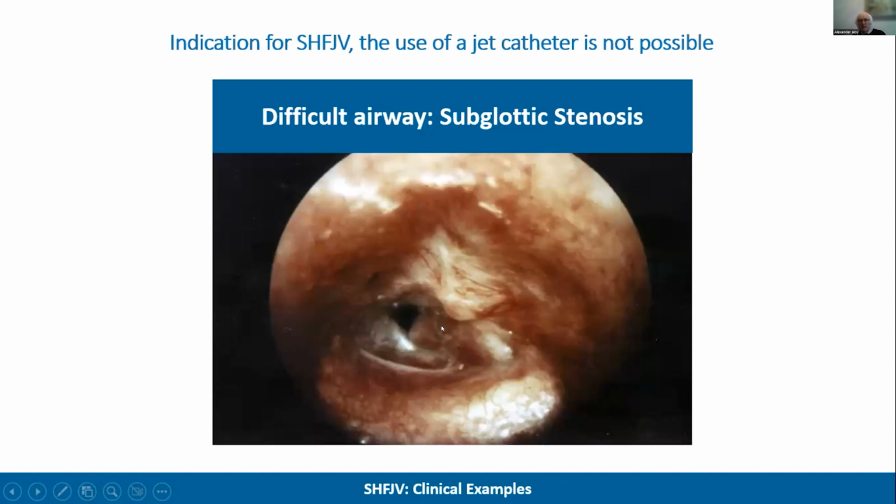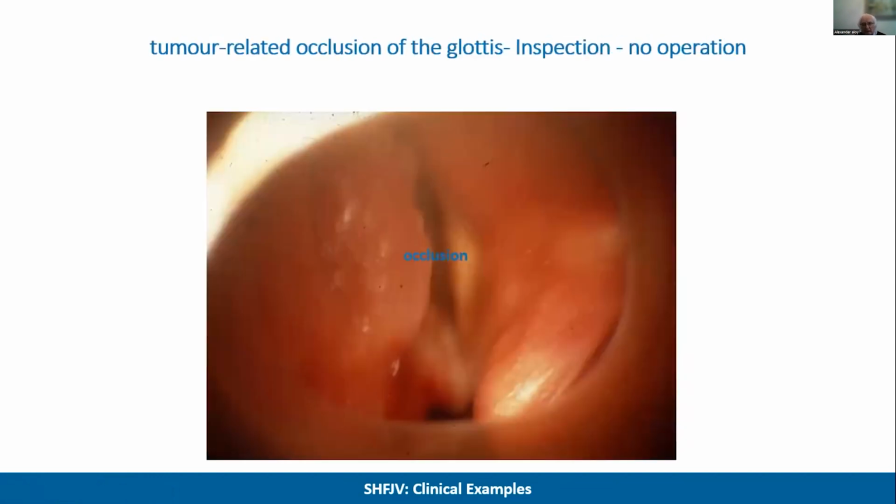And here you can see the indication for our jet technique. The use of a jet catheter is not possible. I cannot judge the surgical, anatomical situation, but I can ventilate the patient. This is important for me. And here a tumor-related occlusion of the glottis. This was an inspection, no operation. And here is the area to ventilate the patient. It was possible to ventilate this patient without complication.